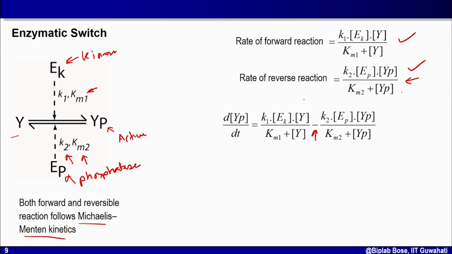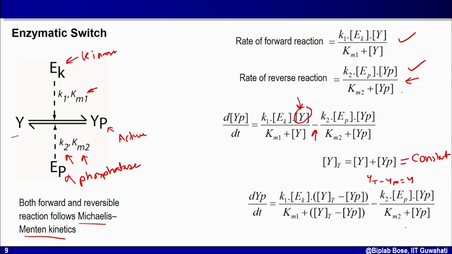Now, Y is the amount of free Y. I can convert this in terms of amount of total Y and phosphorylated Y, considering a conservation. So I can consider total amount of the substrate Yt is equal to free Y plus concentration of phosphorylated Y, and I can consider this as constant. So with time Yt is not changing. So I can replace this Y by Yt minus YP. So that's what I have done.